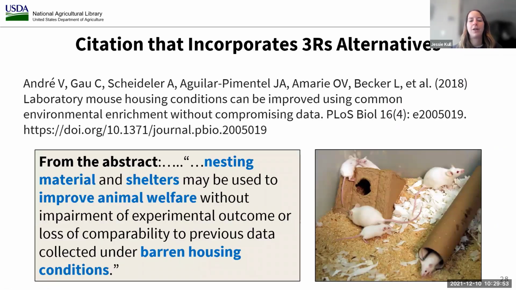And I did just want to highlight one of those citations that were in the set of 34 results I just showed you, just so you know that this whole search string and process I'm taking you through actually worked. This paper specifically talks about how using nesting material and shelters improves their welfare without interfering with the experimental outcomes. So again, a study that directly answers a question we sought out to address.